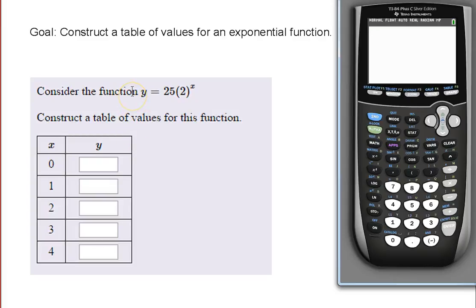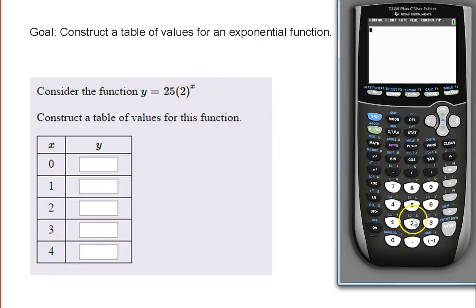In this video, we're going to construct a table for an exponential function. And the one that we're going to look at this time is y equals 25 times 2 raised to the x power. So we're going to construct a table of values. So basically, I'm going to show you how to input this into the graphing calculator.